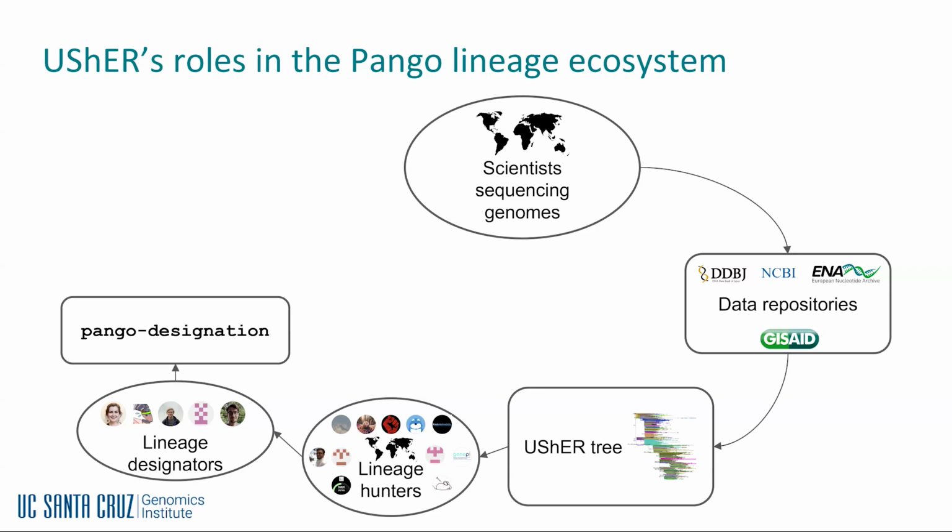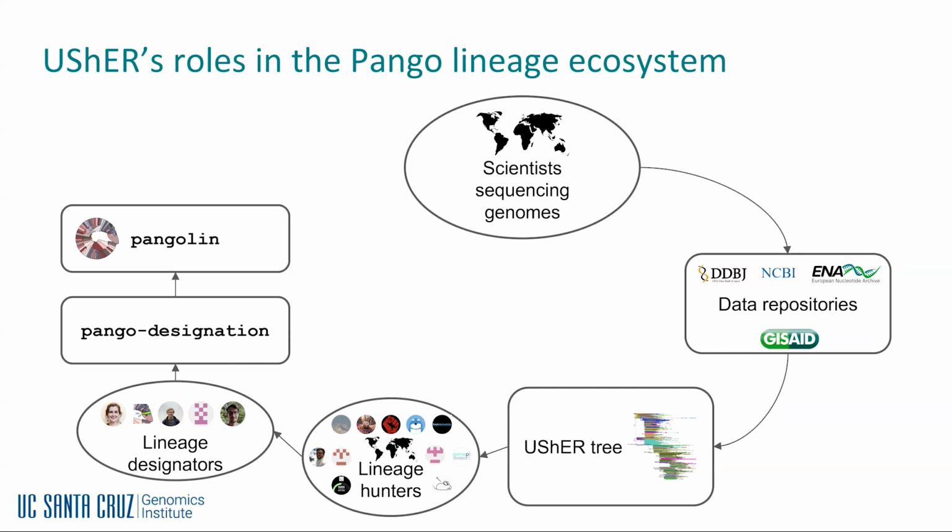And if they meet the loosely defined Pango criteria, then Cornelius will add that new lineage to files in this GitHub repository, pango-designation. And I want to reiterate what Cornelius said about what it means to have this process open and on GitHub. That's how I got involved too, just by commenting on issues in this repository when I was starting to build the UShER tree. Like, well, the UShER tree has this to say about that proposed lineage. And Anya kind of welcomed us in. And so, yeah, that's how it's been sustained so far.